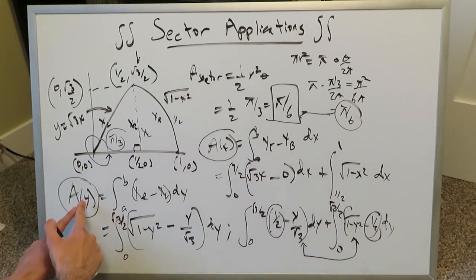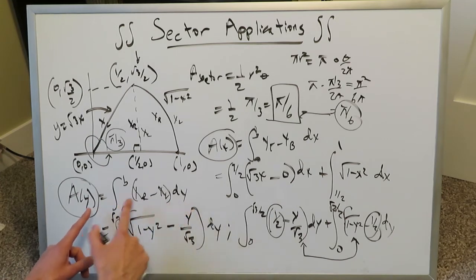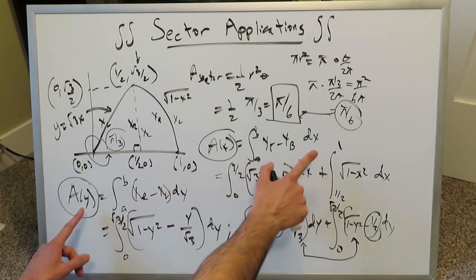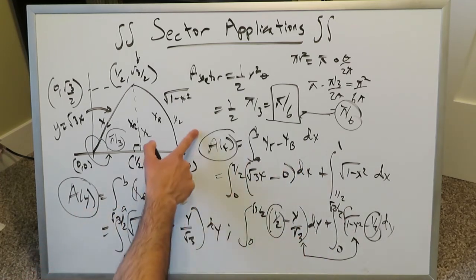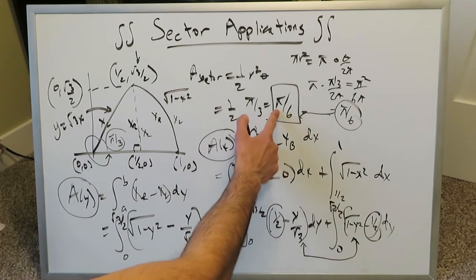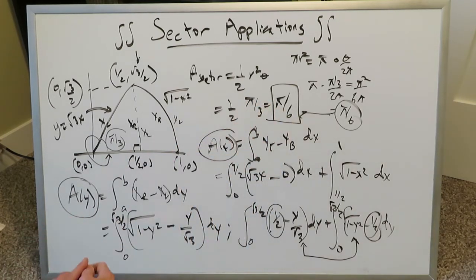And area of the sector with regards to y dy, and you see the integral form here before you, and that's what we're going to run. Scenario number 1, scenario number 2, and in each instance we should get pi over 6, and that will be the gist of this video.